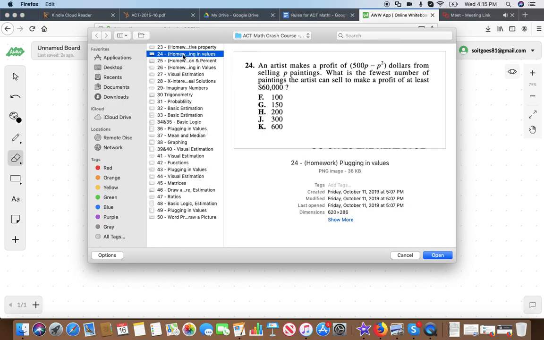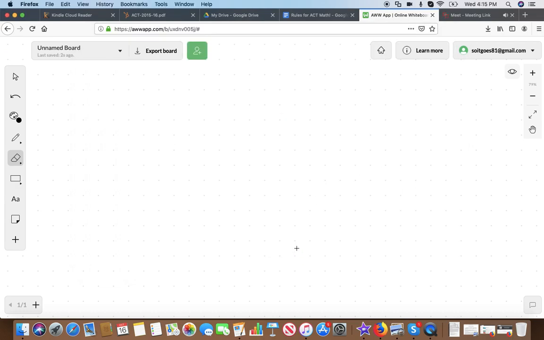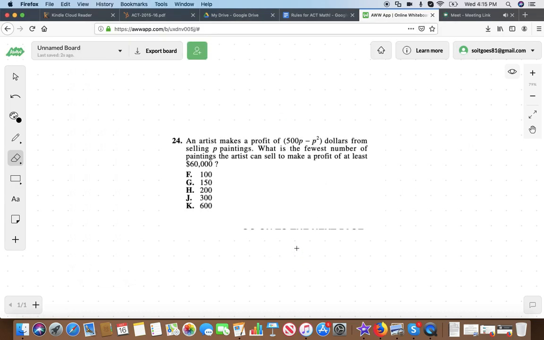All right, this is another one of the homework questions here. Go ahead and read question number 24 for me, please. An artist makes a profit of 500p minus p squared dollars from selling p paintings. What is the fewest number of paintings the artist can sell to make a profit of at least $60,000? Okay.